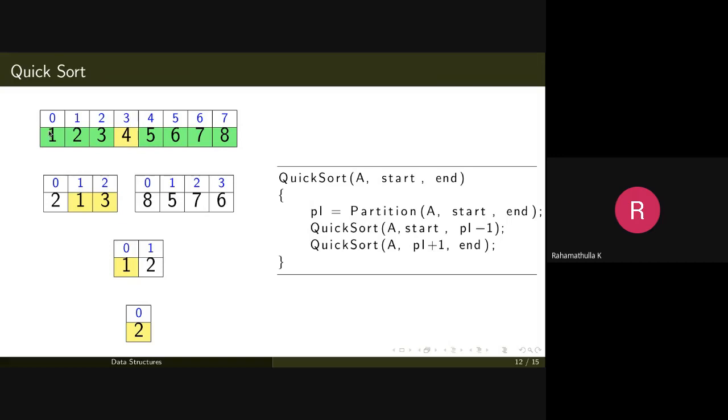So from start to pi minus 1, that is 0 to 2, is the first sub problem. Then pi plus 1 to end is the second problem. You call the quicksort algorithm again, that's it. Quicksort on A, with start and end as pi minus 1, that is 0 and 2. Here the quicksort algorithm is called on the right hand side, that is pi plus 1, 4, and end 8.